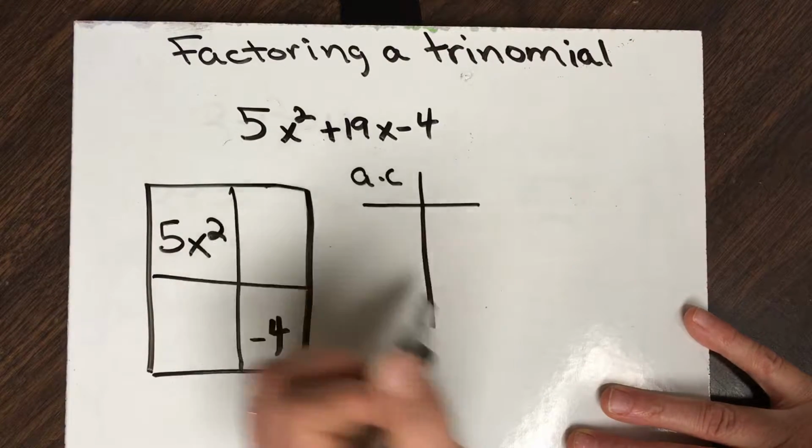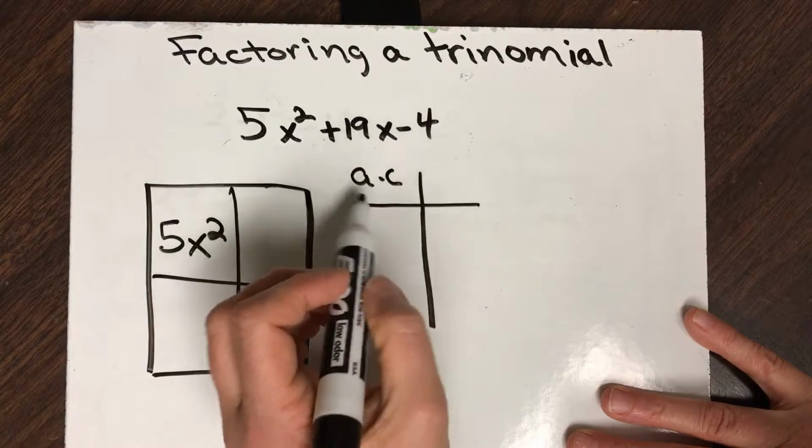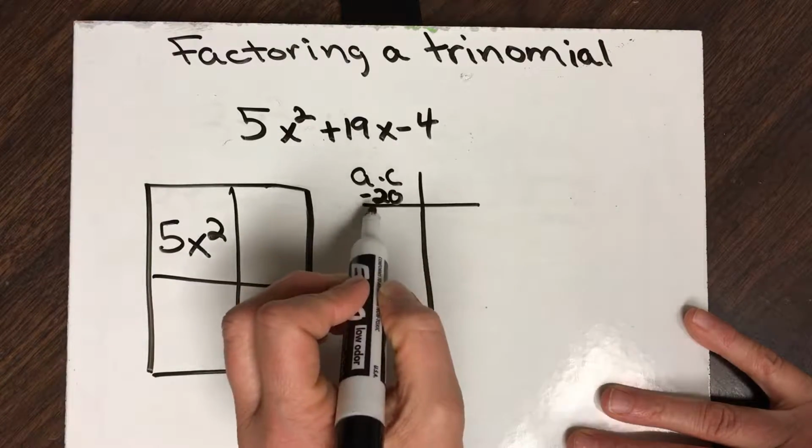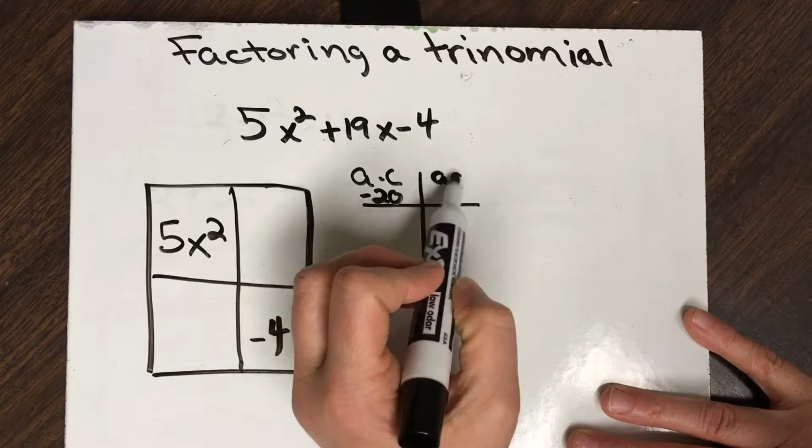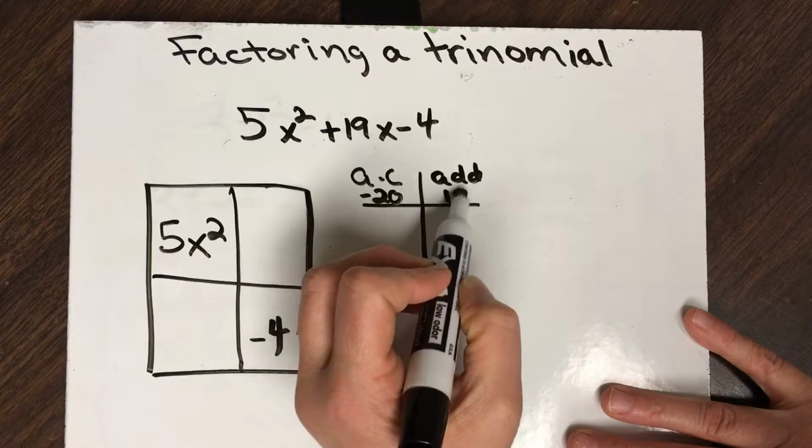We're going to do a times c today, which is 5 times a negative 4, is a negative 20. So that's where we're looking to get for our factors. And this is still our middle term, so we're going to add to get to 19.